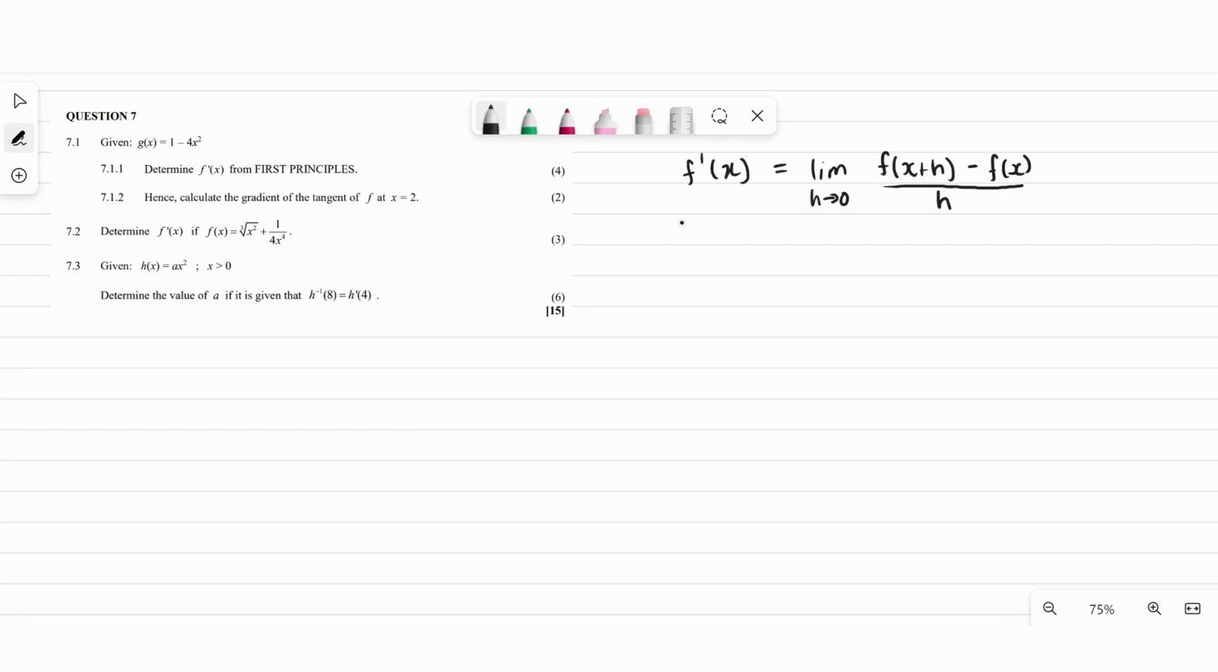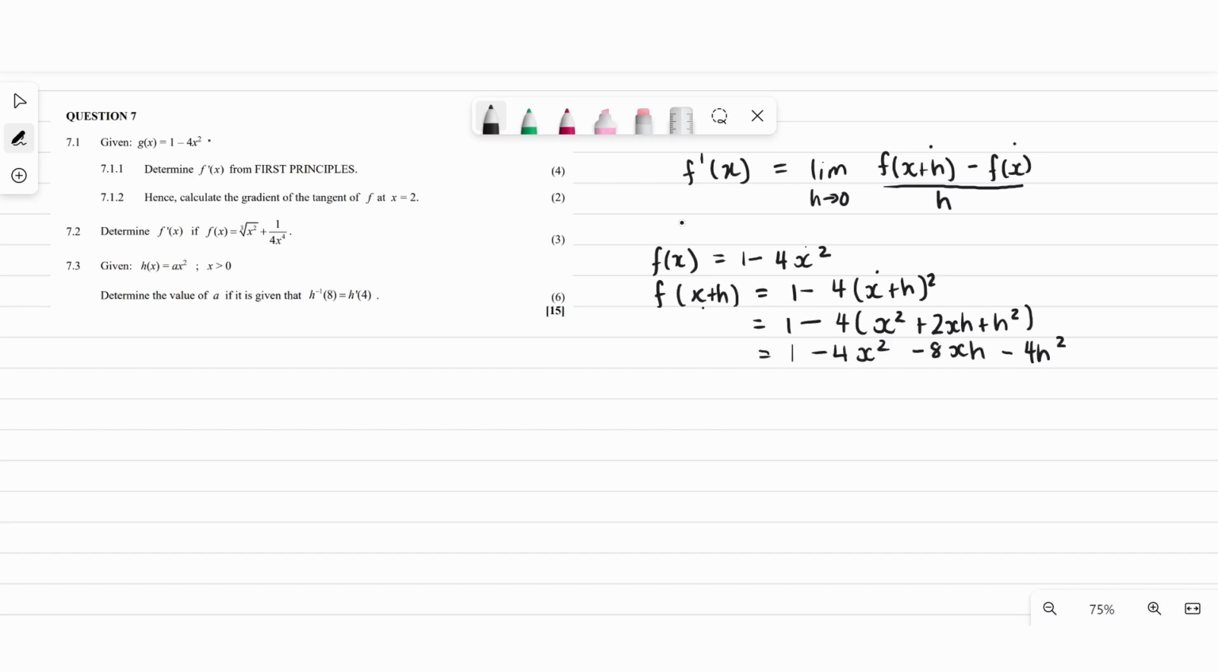So the first thing that we need to do, we need to find f of x plus h, then we need to find f of x. So let's start with f of x. It's going to be equal to this g of x. Then f of x plus h basically is wherever we see x, we're going to substitute x plus h. Then here we need to simplify, so we're going to have to expand this side. Then we're going to have to distribute the negative 4. Then basically we're done with f of x plus h.